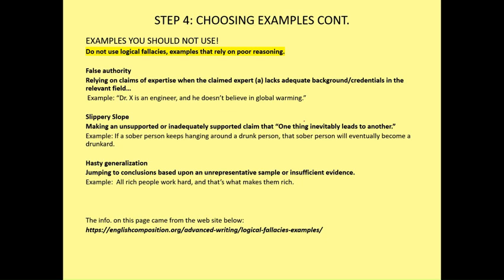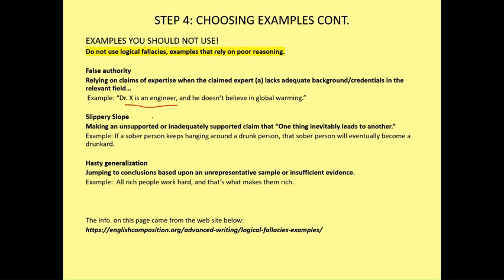This is what you shouldn't do. When you choose examples, guys, make sure you don't make these mistakes. Don't try to use a false authority. You can't say Dr. X is an engineer and he doesn't believe in global warming. If Dr. X is not an expert, then that's kind of a false reasoning. You want to find people who are credible.